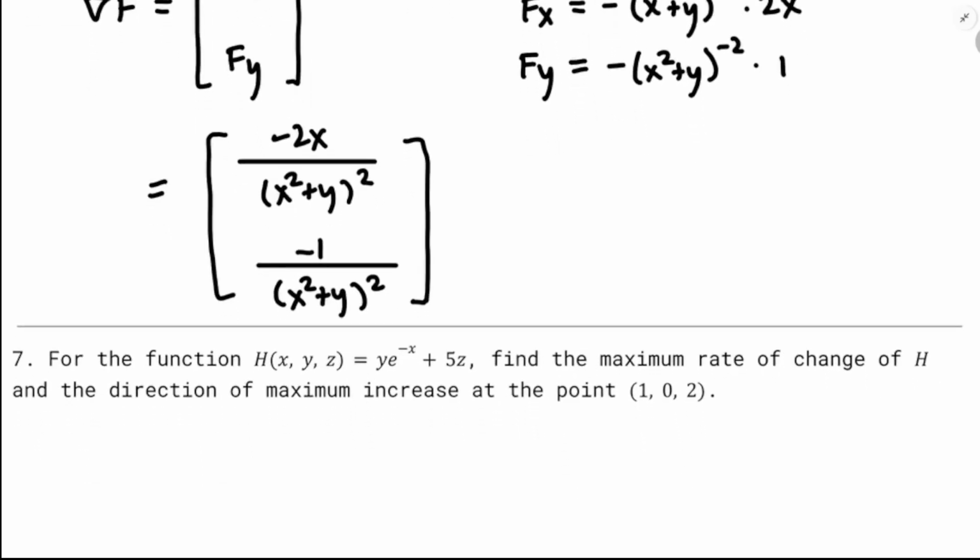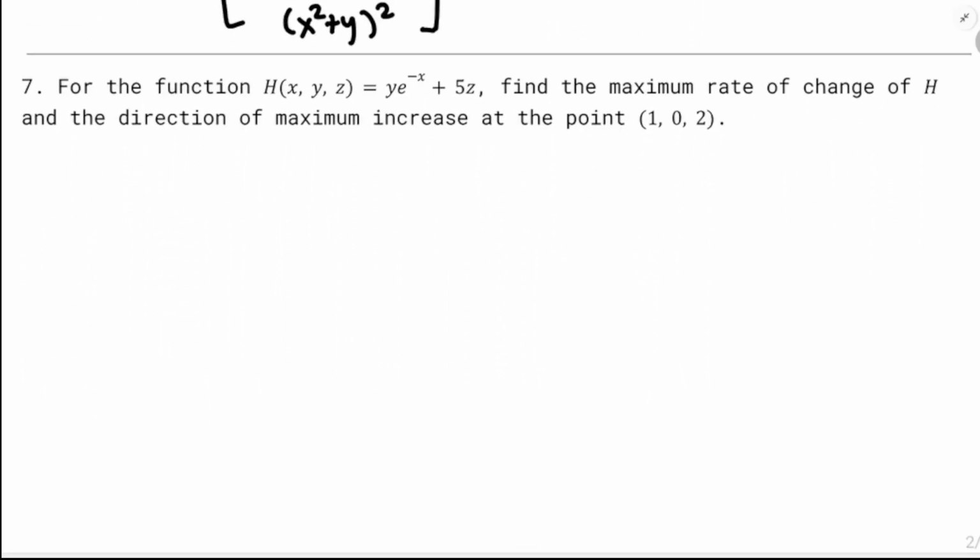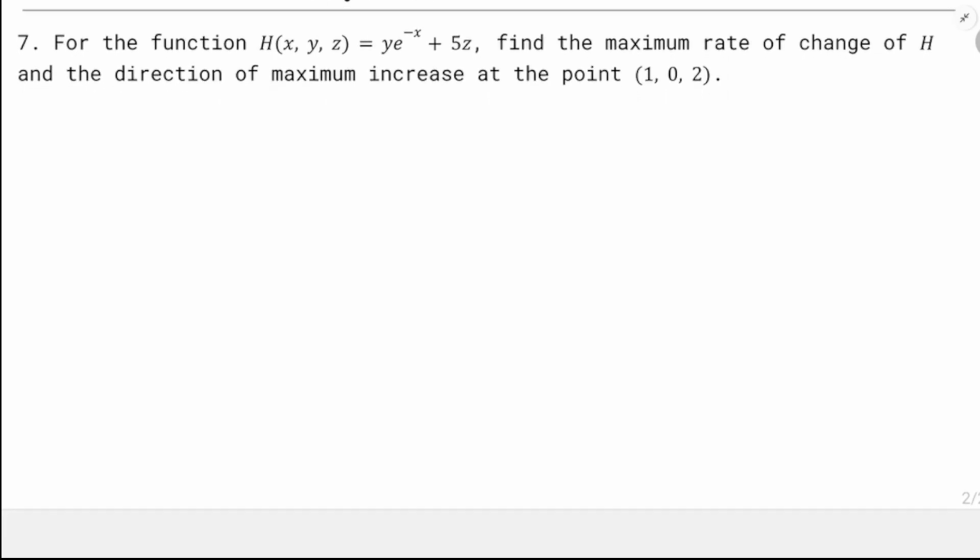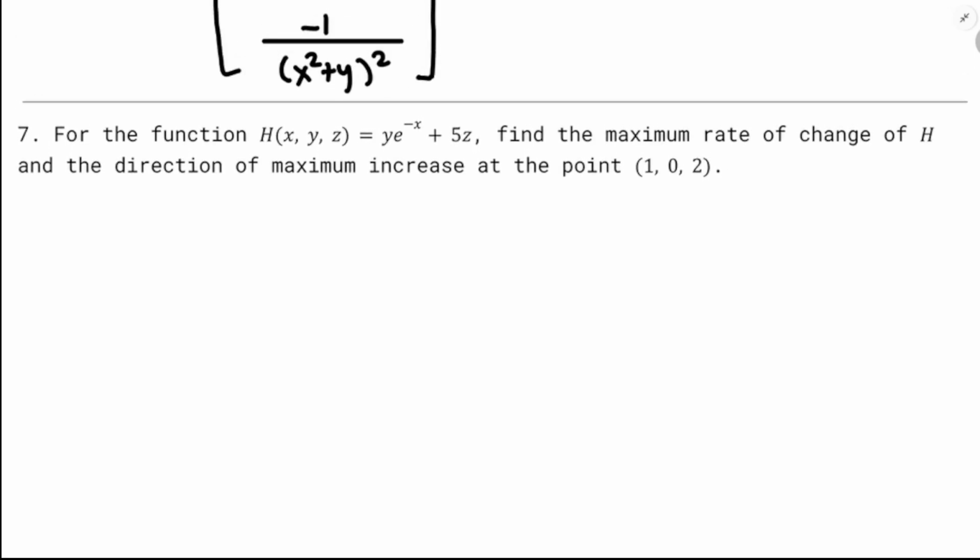And the last one is for this function here, which is y e to the negative x plus 5z. Find the maximum rate of change of h and the direction of maximum increase. We're familiar with that prompt. The direction of maximum increase is going to be the gradient of h.